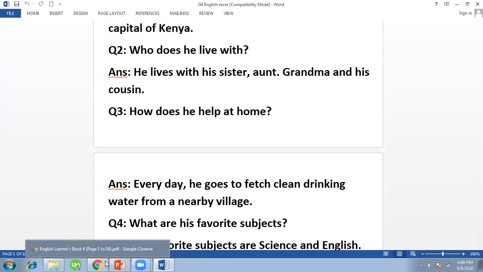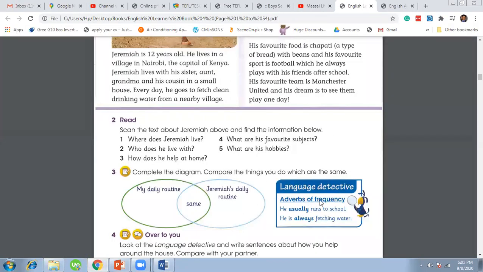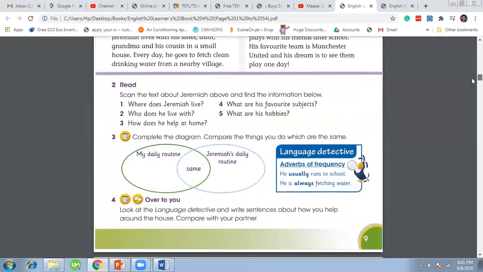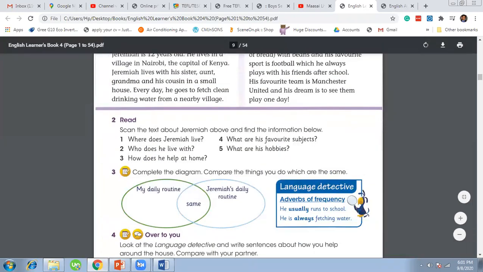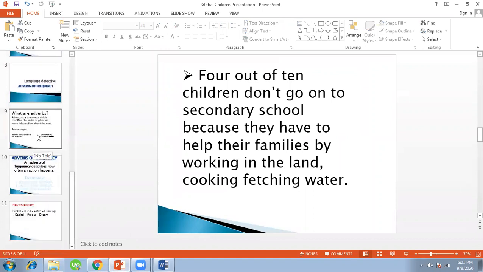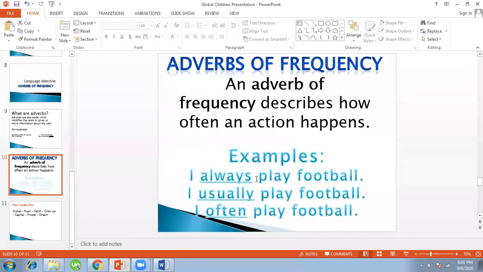I would suggest you guys to please search adverbs of frequency on YouTube, and you can find many videos related to this grammar thing. As I've told you, what are the adverbs of frequency? These are the words that we use to measure how often something is happening. I always play football. I usually play football. I often play football. I sometimes play football. Right? These are all the adverbs of frequency, which we use if we want to see how often something is happening.